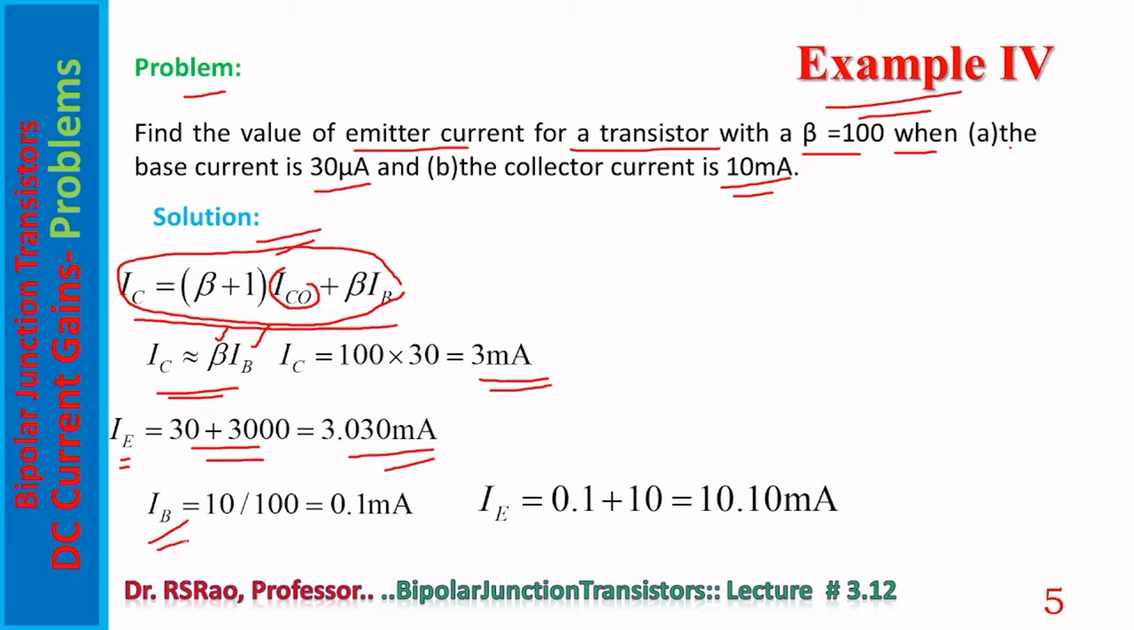Now IB. IB is from this relation. IB is IC by beta. Beta is 100, IC is 10 milliamperes. We are dealing with part B. So IB is determined, it is 0.1 milliamperes. So IE is 0.1 plus 10. As already mentioned, emitter current is always base plus collector currents. In case 2, it turns out to be 10.10 milliamperes.